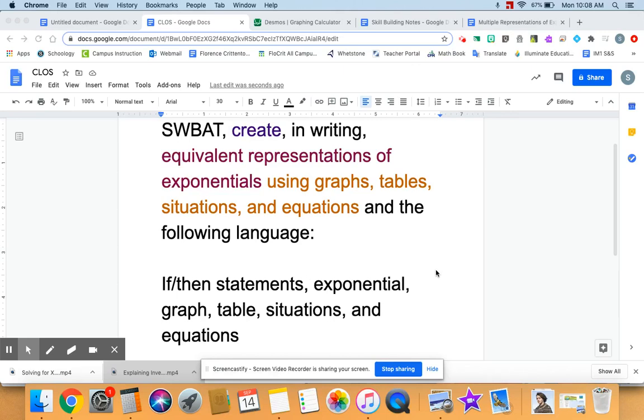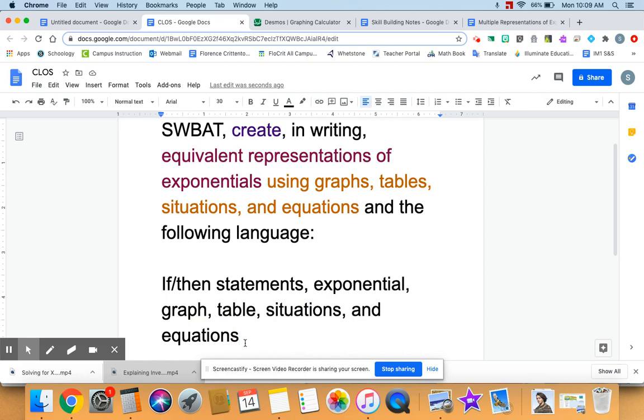Okay, welcome to our notes. Today's CLO, or content language objective, is students will be able to create, in writing, equivalent representations of exponentials using graphs, tables, situations, and equations, and the following language: if-then statements, exponential, graph, table, situation, and equation.